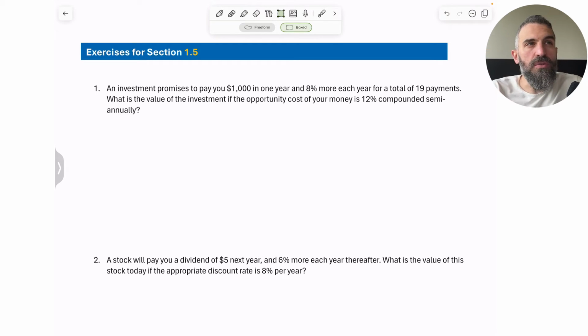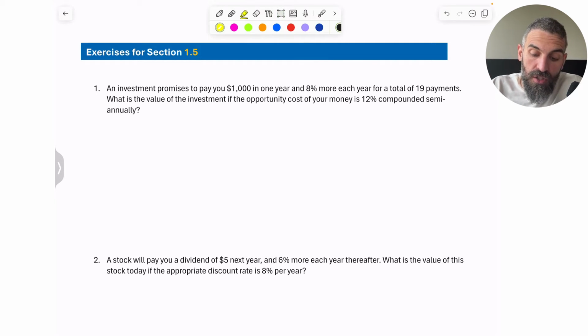And what you need to start doing, and what I do when I read questions, is I start to kind of have a filter in my head of what it could possibly be. So $1,000 in 1 year, so far it could be anything. 8% more each year. Oh, okay, so there's a growth rate. So now I've narrowed it down to 2 things. It could be a growing annuity, or it could be a growing perpetuity. And then it says for a total of 19 payments, now I know it's a growing annuity. So you see, just from that first line, I kind of have an idea of where this is going. I'm dealing with a growing annuity.